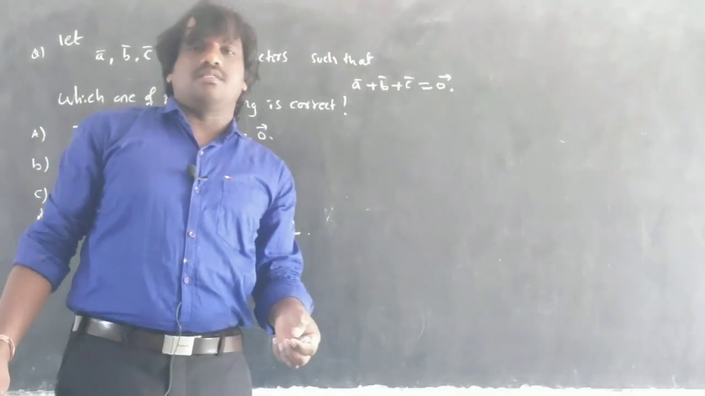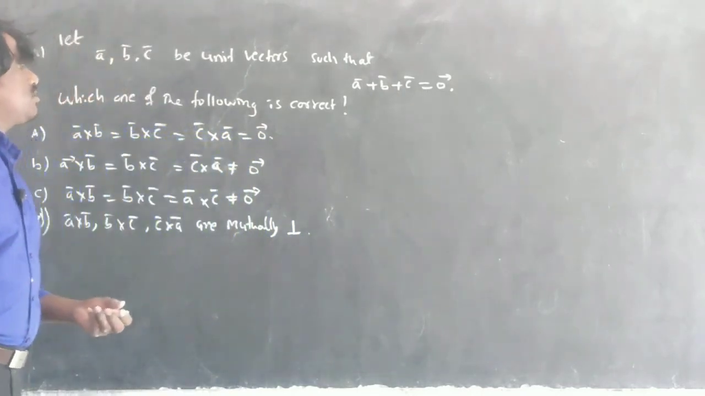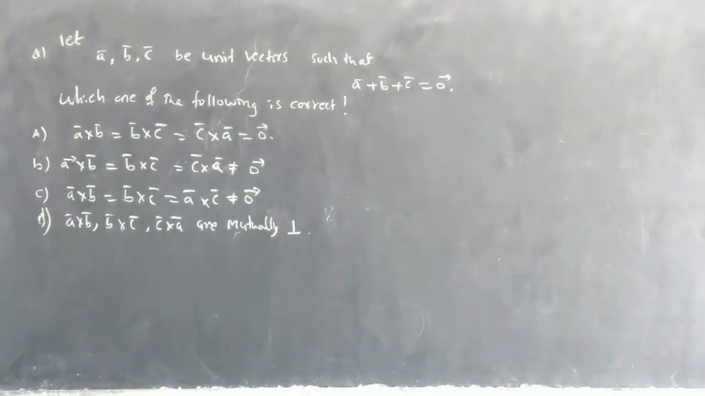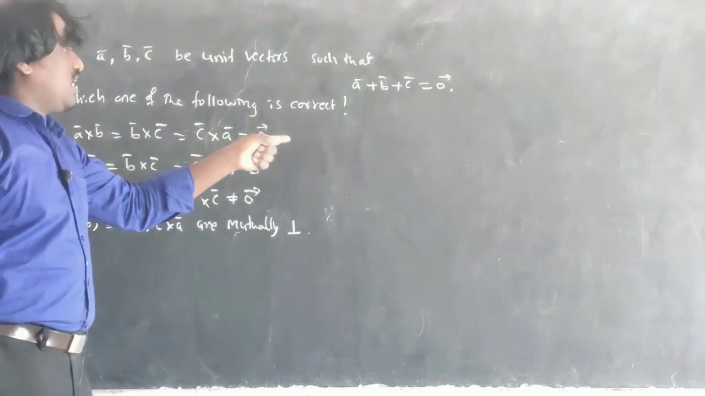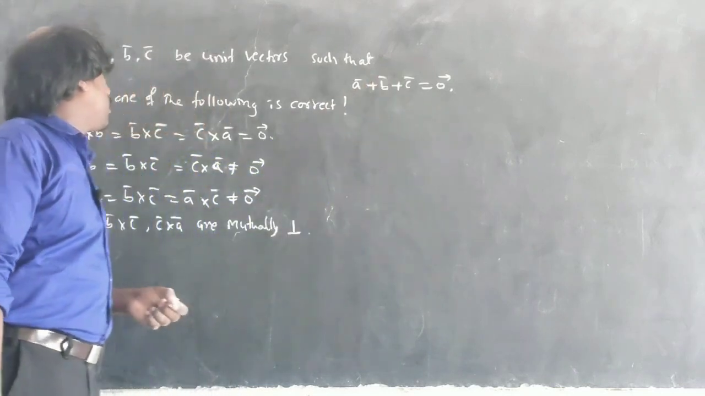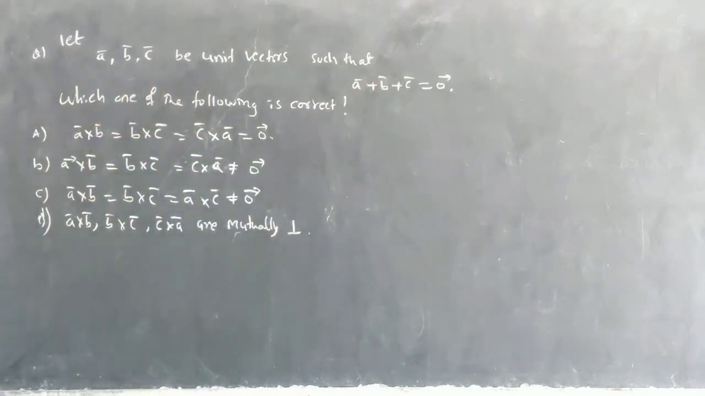Dear students, let us see one more question related to today's topic. Let A vector, B vector, C vector be unit vectors such that A vector plus B vector plus C vector is equal to 0 vector. Which of the following is correct? They have given four options. You have to find which of the following is correct.